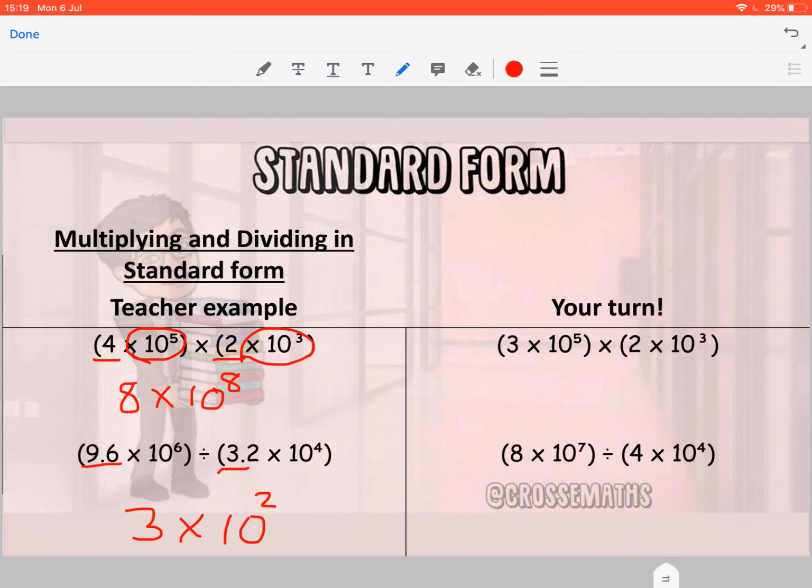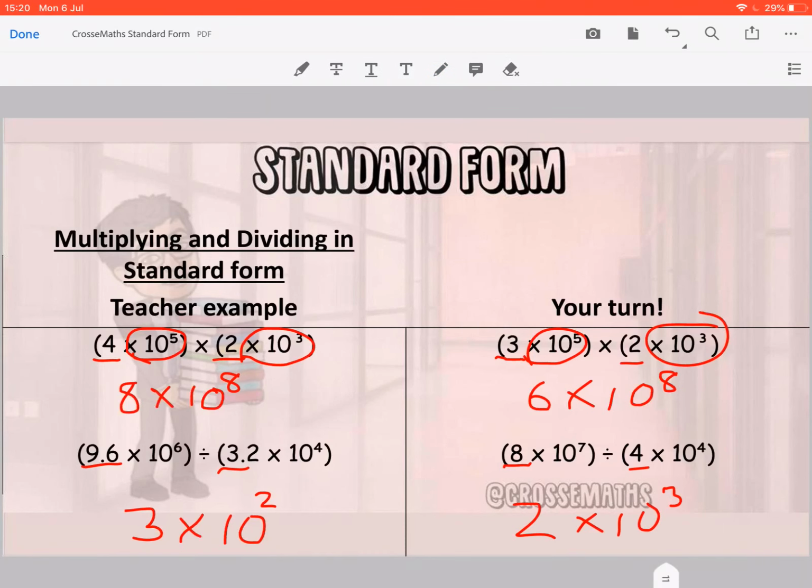Okay, cool, hopefully you've had enough of a chance to go at these. Same thing again, 3 times 2, multiply my front numbers normally gives me 6, and then I add my powers together, gives me times 10 to the power of 8. Same thing with dividing. Okay, I'm going to do 8 divided by 4 gives me 2 times 10. I take away my powers now. So I do my 10 to the 7 and 10 to the 4, take away to give me an answer of 2 times 10 to the power of 3.